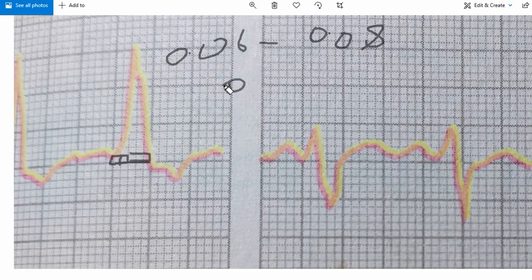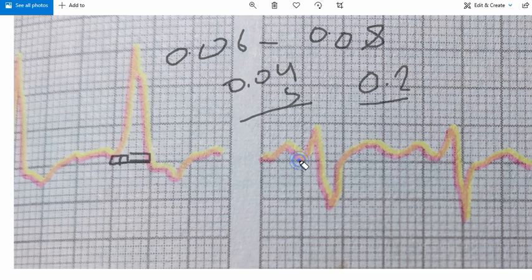Now, 0.04 second is covered by one small box. In total, 5 small boxes are being covered by the QRS complex in this condition. Approximately the QRS has been elongated to 0.2 second. So the very large value of this QRS shows that this is due to the blockage of branches of Purkinje fibers.